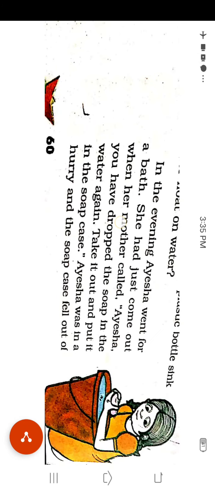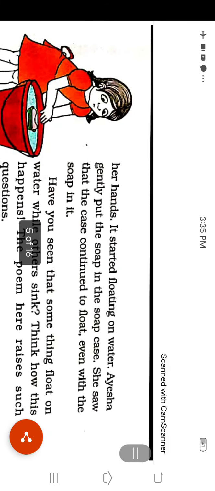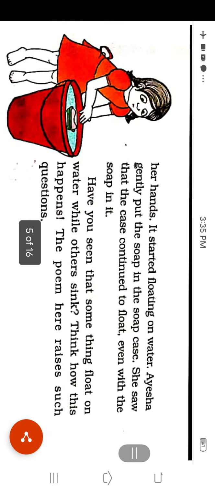In the evening, Aisha went for a bath. She had just come out when her mother called Aisha, "You have dropped the soap in the water again. Take it out and put it in the soap case." Aisha was in a hurry and the soap case fell out of her hands. It started floating on the water. Aisha gently put the soap in the soap case. She saw that the case continued to float, even with the soap in it.